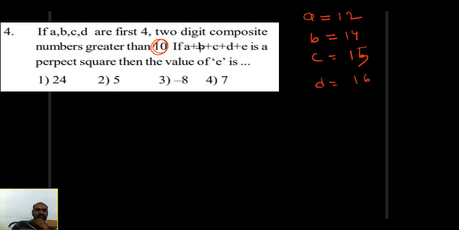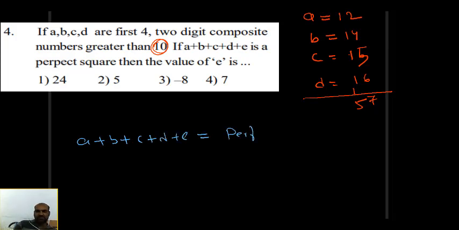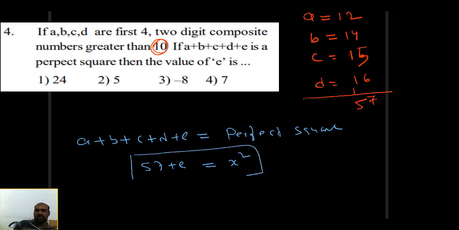Okay. Now A plus B plus C plus D plus E is a perfect square. Then the value of E; you need to add all these: 12, 15, 16, 14, that is 57. So what I can say, observe all of you. A plus B plus C plus D plus E is a perfect square, means 57 plus E is a perfect square. Perfect square from x square, such that you want to find the E value. So this is also a multi-type answer question, and I have to take care of that.